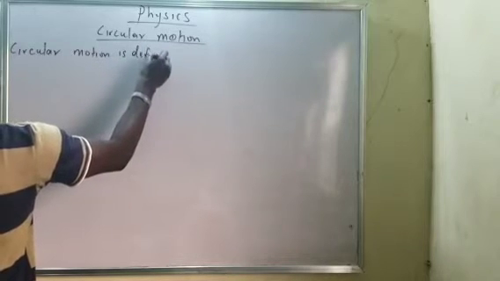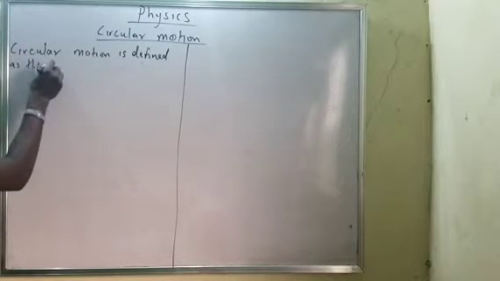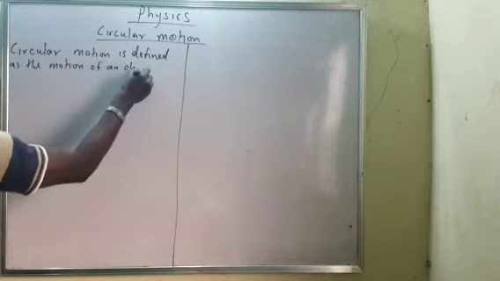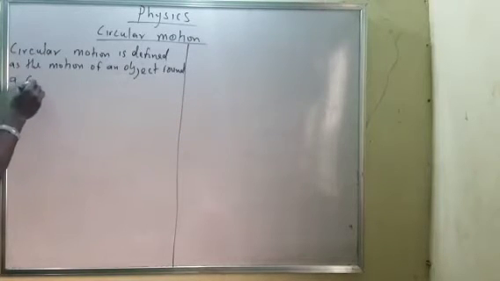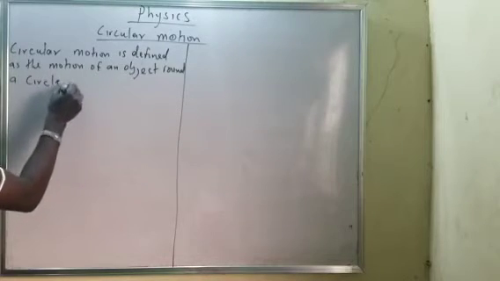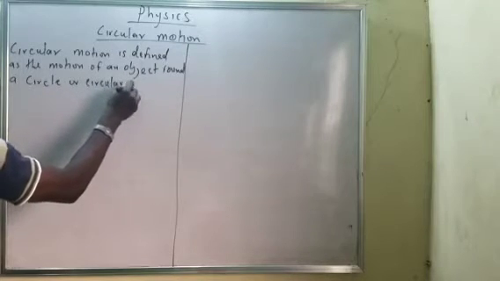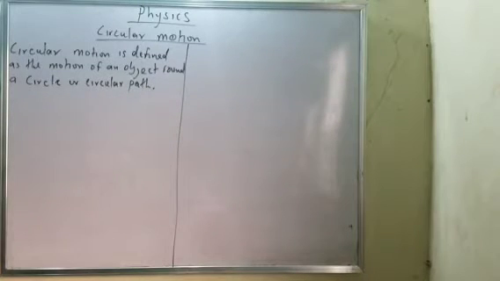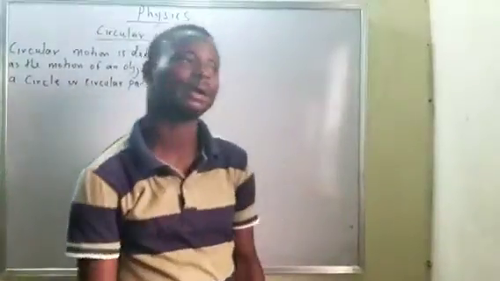Circular motion is defined as the motion of an object round a circle, or circular path. That is what is called circular motion. It means that a thing moves around a circle or in a circular path.